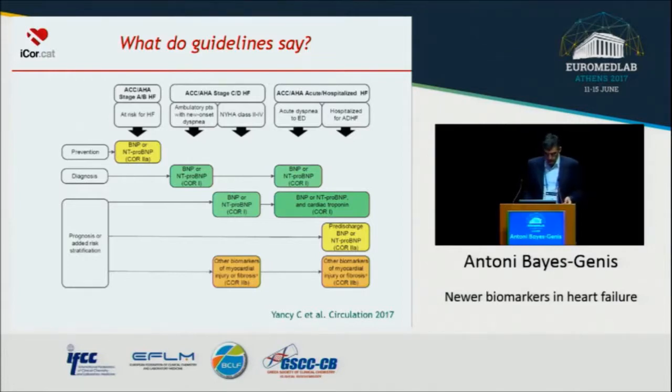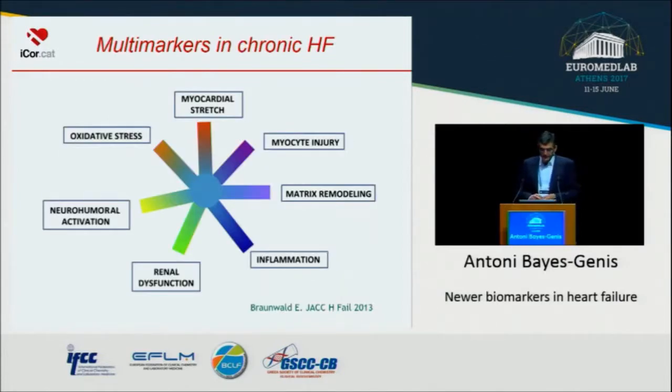the clinic relatively soon. So when we study different biomarkers that may participate in heart failure, I like very much this 7-star diagram from Eugene Braunwald, because we need to address biomarkers that tackle the different pathophysiological pathways of heart failure. And these are myocardial stretch, myocyte injury, matrix remodeling, inflammation, renal dysfunction, neurohormonal activation, and oxidative stress. If we are able to provide biomarkers covering all these stars, we are probably in a pretty good shape to provide a very comprehensive evaluation from a biochemical point of view of this heart failure patient.